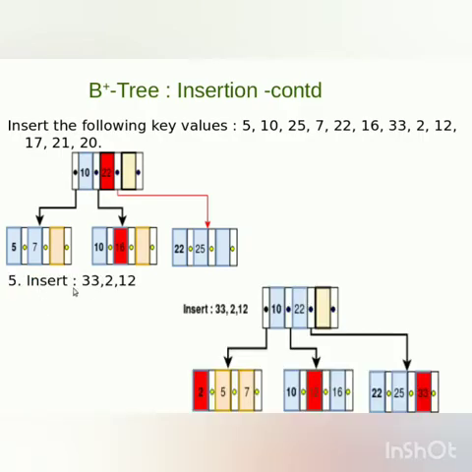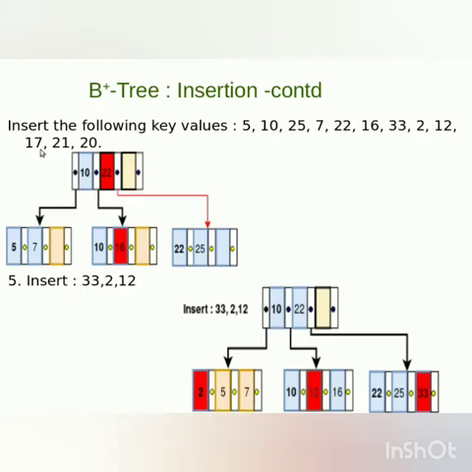You can insert 33 here. Next value is 2, which you can also insert. 2 is less than 10, that is why we will move to this path. In this path there is space, therefore 5, 7 becomes 2, 5, 7. Next value is 12, which you can also insert without much change, because there is space. It becomes 10, 12, 16. Therefore the new structure after inserting 33 to 12 is like this, with no change.